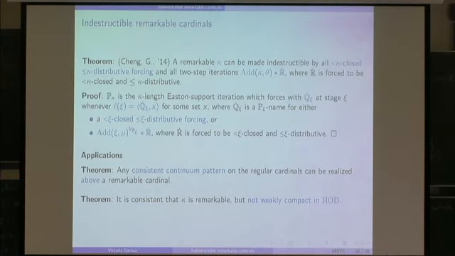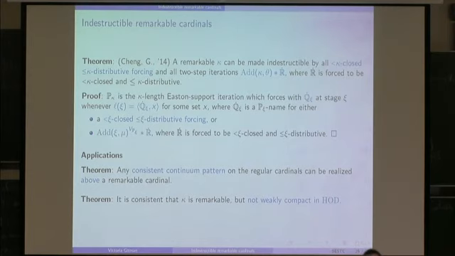And it's the second one, so things of this form, iterations of this form, that give me the applications that we were interested in. So finally, what are the applications? One thing you can do now is you can show that any consistent continuum pattern on the regulus above a remarkable works. When I say consistent, I mean throw in the usual restrictions. That has to be via Koenig's inequality and all that. So any continuum pattern above a remarkable cardinal works.